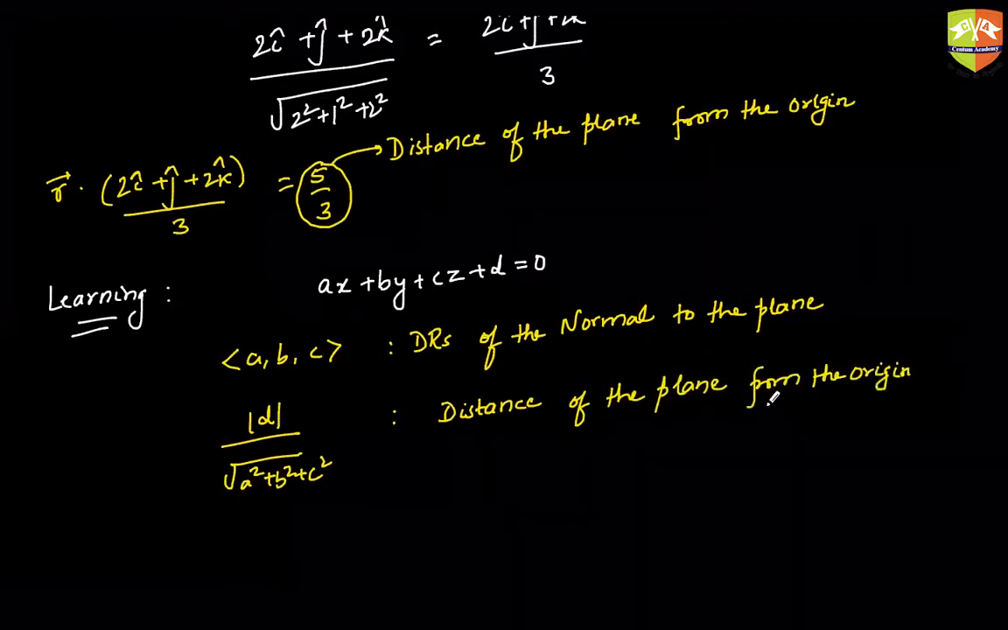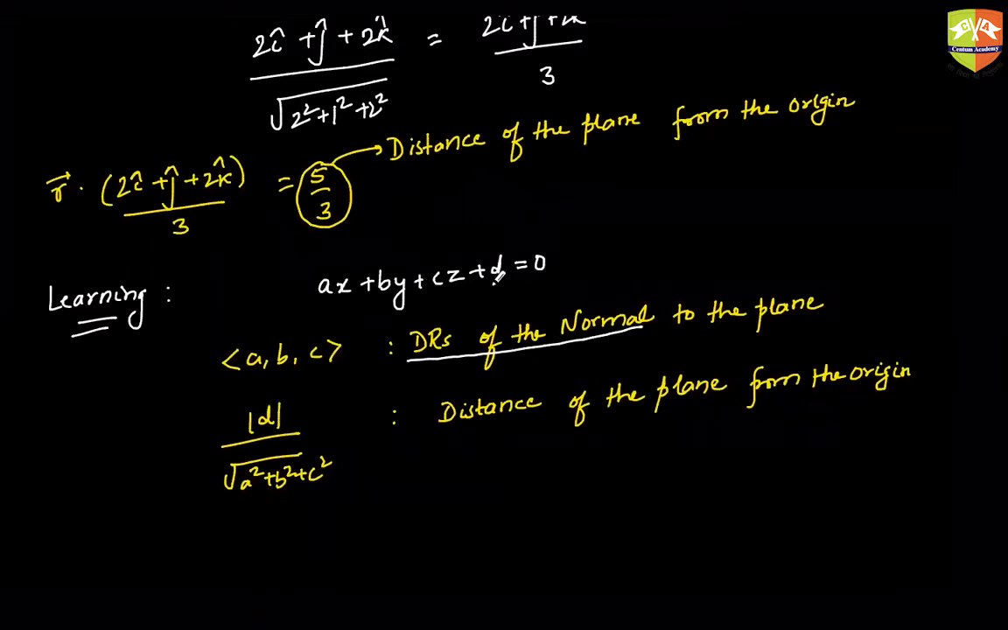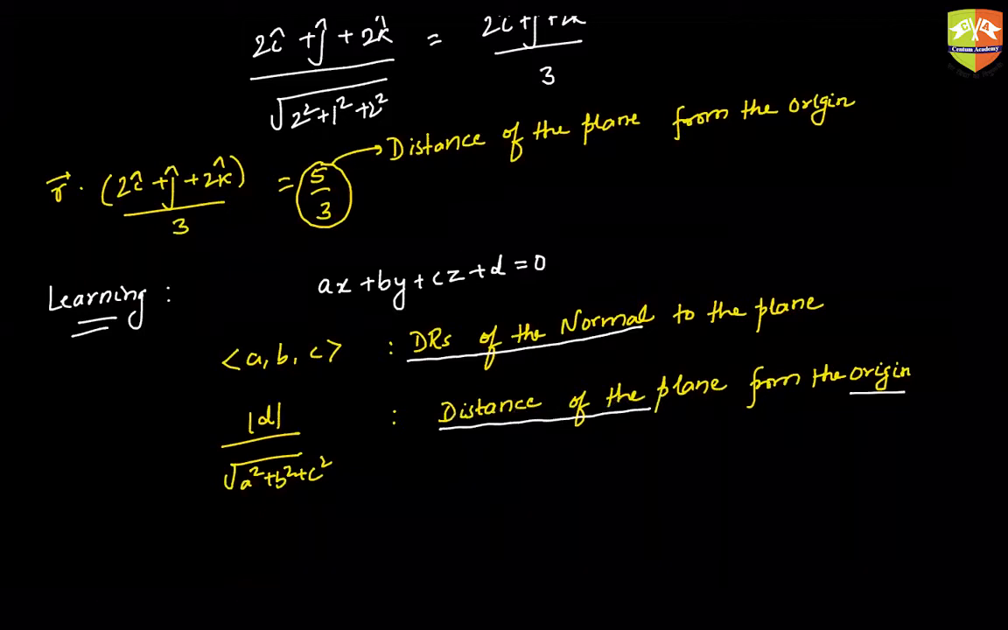So whenever you see the equation of a plane, you should know that the coefficients of x, y, z are nothing but the direction ratios of the normal, and the constant divided by the square root of the squares of the coefficients of x, y, z added up will give you the distance of the plane from the origin. Is that clear, everyone?